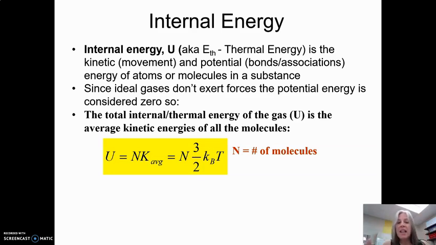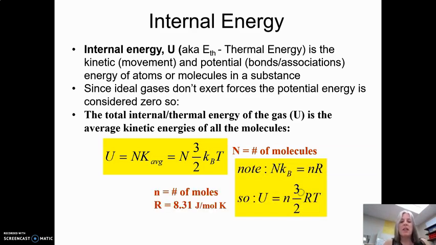It's a very important equation. So N is the number of molecules. So we just take that average kinetic energy formula and we multiply by the number of molecules.